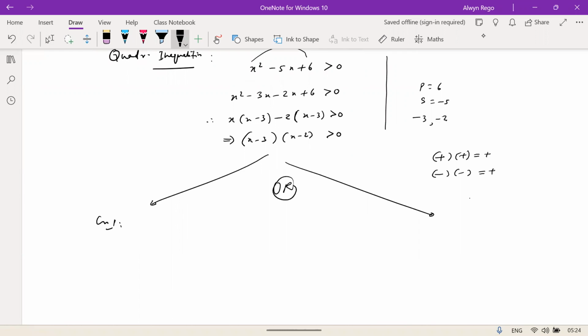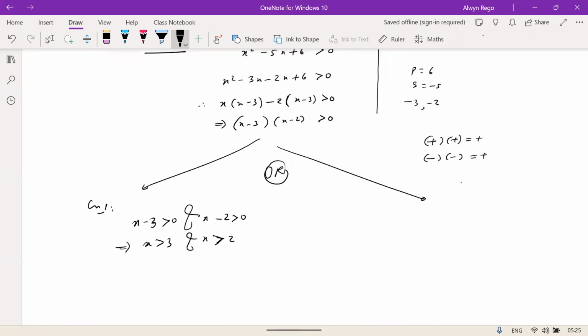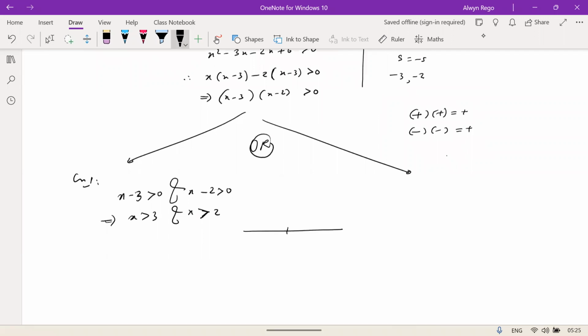Either x minus 2 is more than 0, or x minus 3 is more than 0, and x minus 2 is more than 0, which implies that x is more than 3 and x is more than 2. Lastly, I told you that if this is 2, this is 3, x has to be to the right of 3 and also to the right of 2, then the safest x that you could choose is that x must be to the right of 3, because whenever it's to the right of 3, it's definitely to the right of 2.